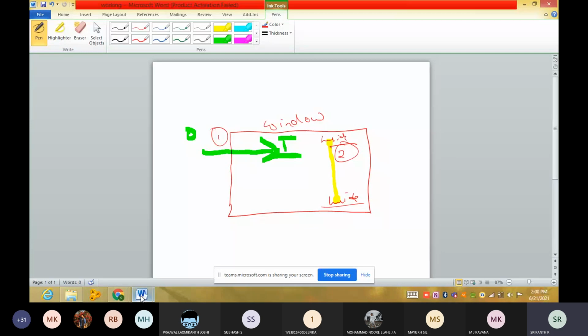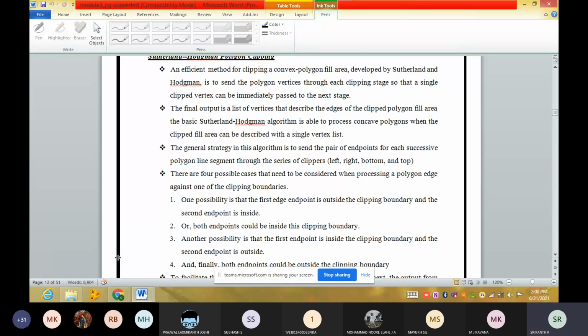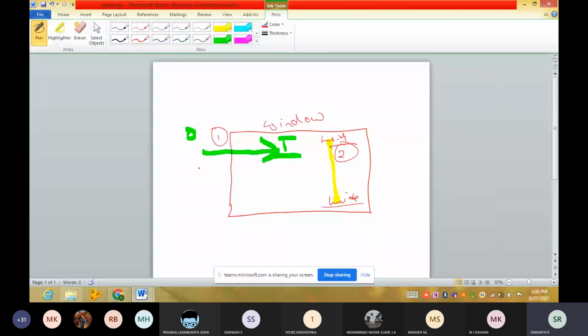Let us see the third case. The first endpoint is inside the clipping boundary and the second endpoint is outside the clipping boundary. This is out, in. This is in and in. Next will be in, out. So this will be the third case.